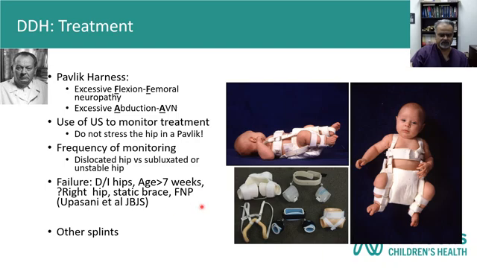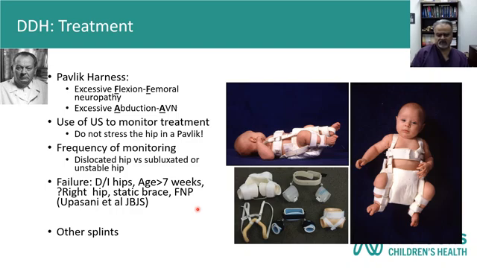With the Pavlik harness, we typically use ultrasound in addition to a clinical evaluation to monitor how well things are proceeding. And the frequency of monitoring is related to how bad the hip dysplasia is. So for a dislocated hip, oftentimes we'll bring them back weekly. For a subluxated or an unstable hip, or a dislocated hip once it's reduced, we typically tend to follow them up in 2 to 3 weeks.